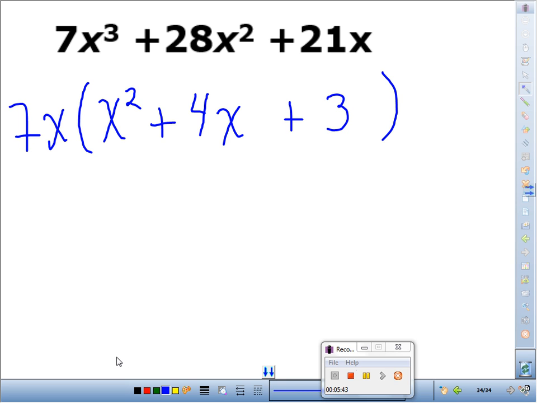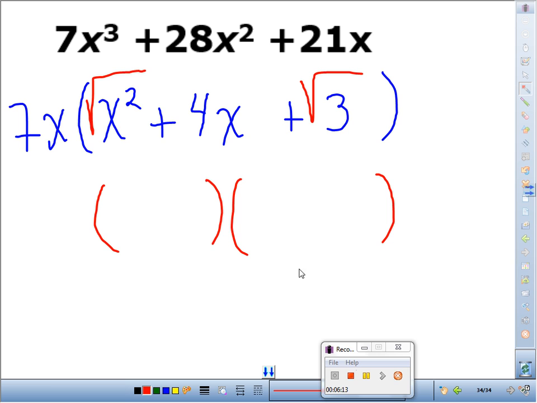Are we there so far? Okay, so step 1 is done. What is step 2? Let's check for patterns. Square root of the first? Yes, it's x. But before I do that, let's check the last one. Can we take the square root of the last? No, therefore we cannot use the pattern. But can we use the next step? What would be the next step? Open two parentheses. Remember, if the patterns don't work, continue factoring as we've always done.